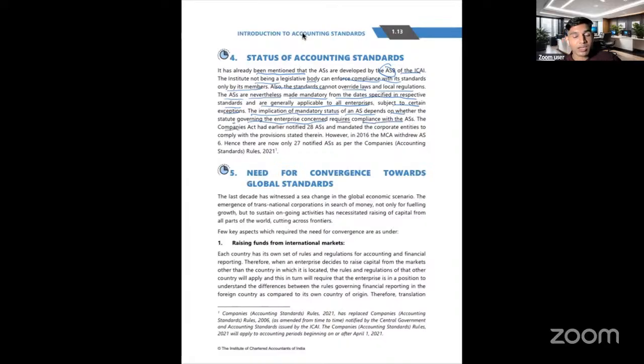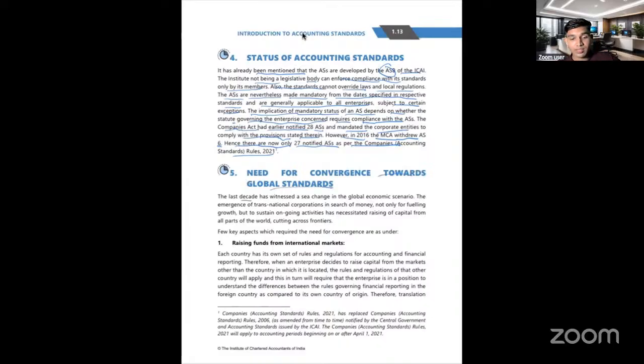The Companies Act had earlier notified 28 accounting standards and mandated that corporate entities comply with the provisions stated therein. However, in 2016, the MCA withdrew AS 6. Hence, there are now only 27 notified accounting standards as per the Companies Accounting Standard Rules 2021. Now, the need for convergence towards global standards.